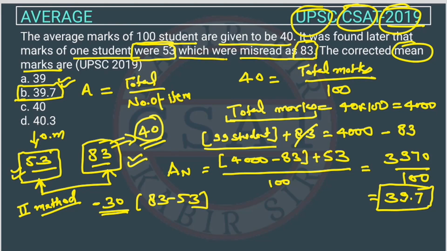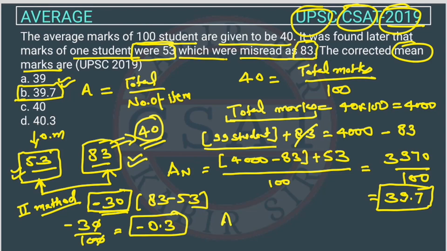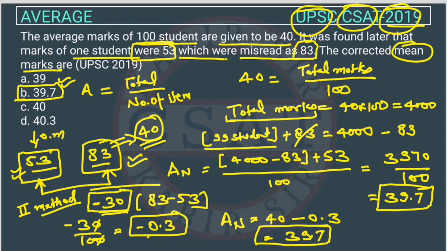Okay, so these 30 marks will get distributed over 100 students, right? So how much marks will one student get? So you have to just divide it by 100. Okay, so it will be minus 30 upon 100, so it will become minus 0.3. So the new average would be the old average 40 minus 0.3, so this will be 39.7, right? So from this method also you can get the answer, right?